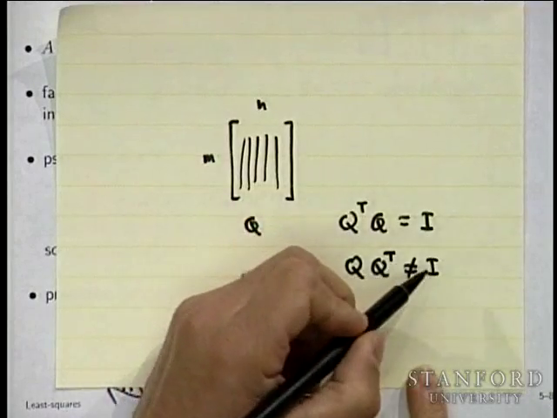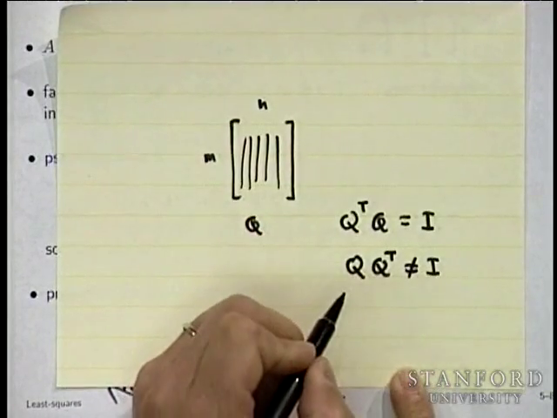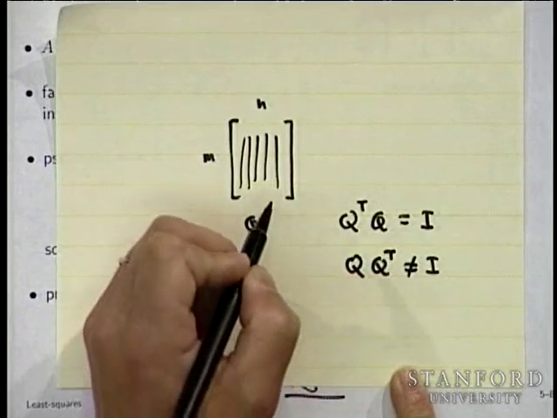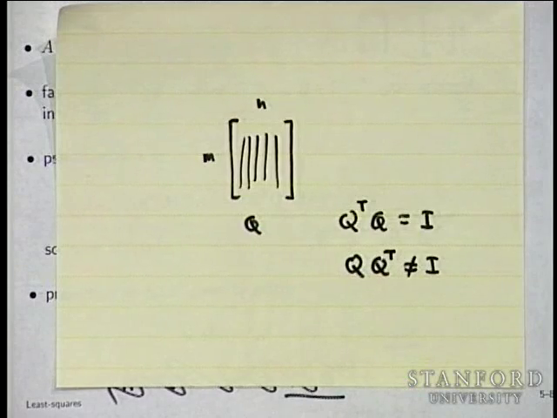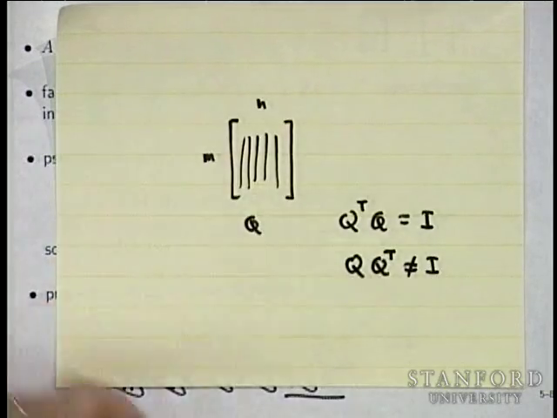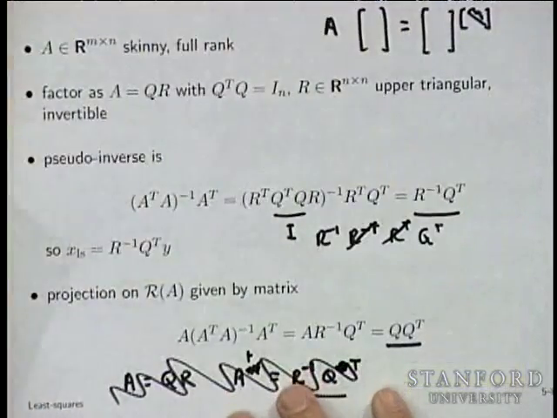Q Q transpose is not the identity. It's actually the projection matrix. It projects onto the range of these columns. That's what it is. And it's sort of like an inverse. I mean, projection sort of gets you as close as you can in the subspace. Now, by the way, if you're in the subspace, it's the same as the identity.